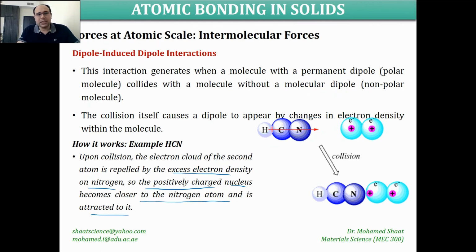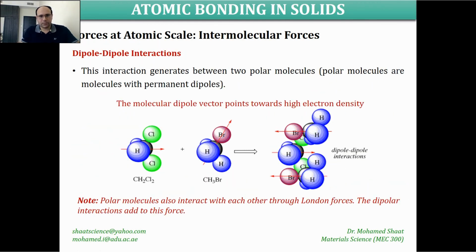The next type is dipole-dipole interaction. Dipole-dipole interaction, now we can understand it. Simply, this is going to be generated between two polar molecules. You can have one molecule that has a permanent dipole moment, and you have another molecule that also has a permanent dipole moment.